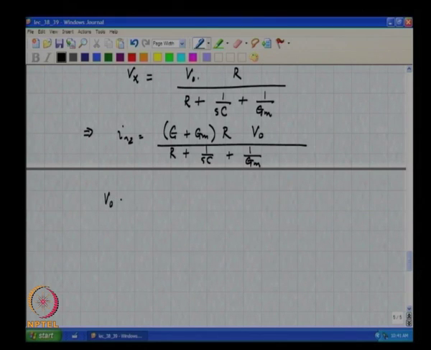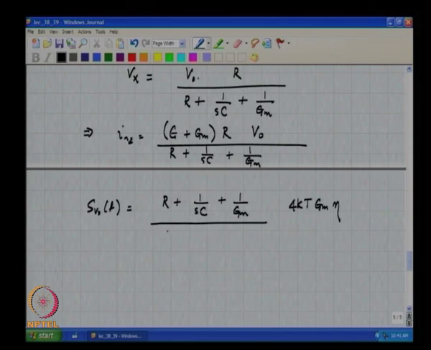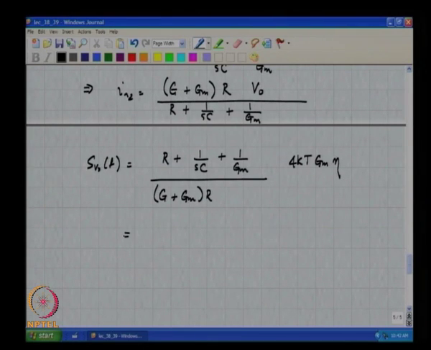Okay. So, VO is nothing but, or SVO, the output noise spectral density is given by 4 kT Gm times eta, which is the noise spectral density of In2, multiplied by the square of the transfer function, which is R plus 1 over SC plus 1 over Gm divided by G plus Gm times R, okay, which can be simplified further, or this whole square, correct.